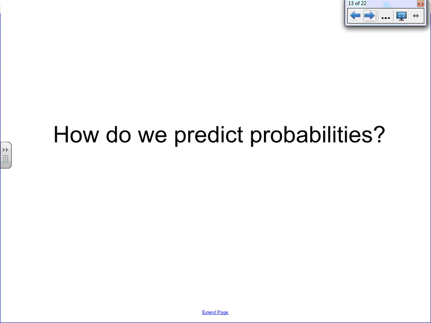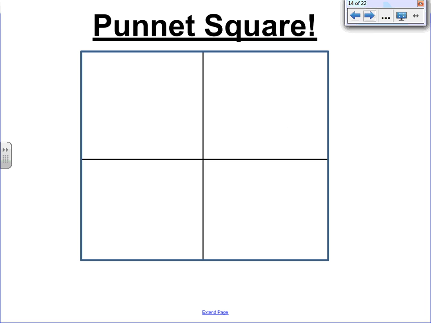Now, how can we do this when it comes to genetics? Well, let me introduce you to the most amazing tool that you will use in all of genetics. That is the Punnett Square. All right, now, while the Punnett Square might look like 4 simple boxes to you, it is actually an incredibly powerful genetics tool.